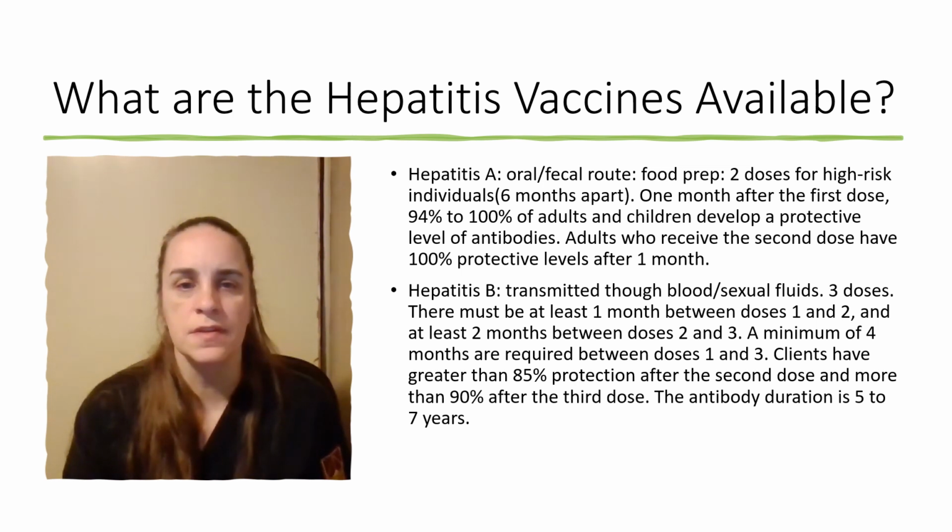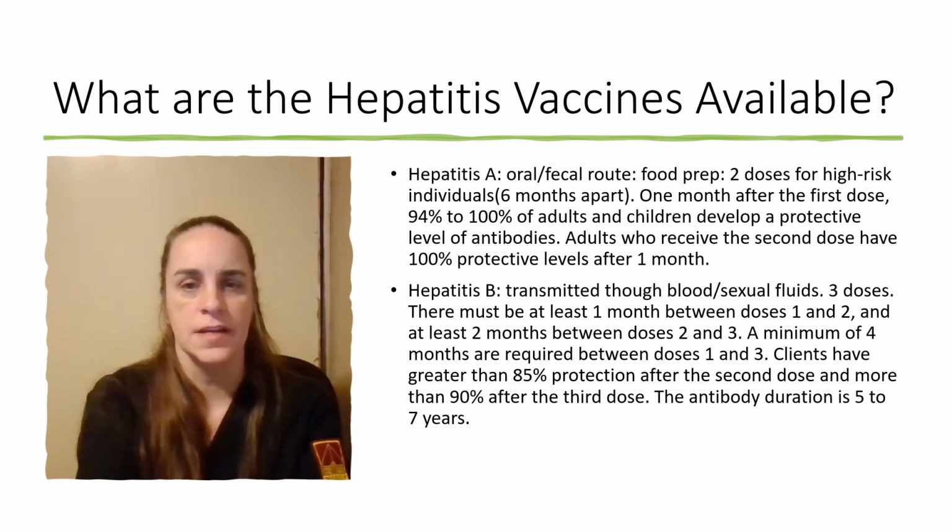Hepatitis B is transmitted through blood and sexual fluids. It is recommended for 3 doses. There must be at least 1 month between the first and second dose, and at least 2 months between the second and third doses. A minimum of 4 months are required between doses 1 and 3. Clients have a greater than 85% protection after the second dose and more than 90% after the third dose. The antibody duration is 5 to 7 years.